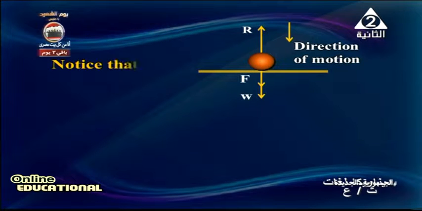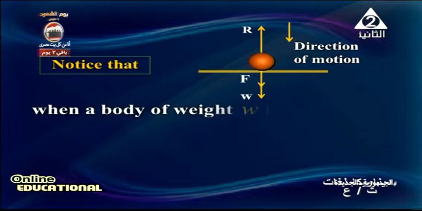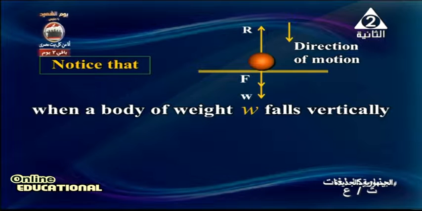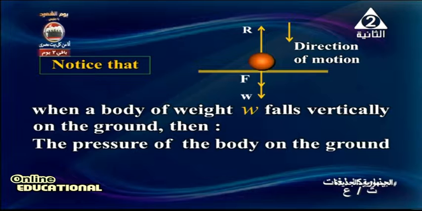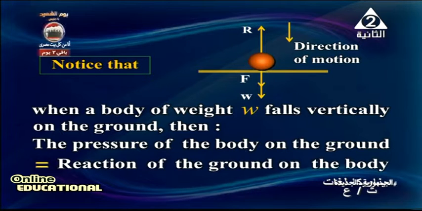Dear students, note that when a body of weight W falls vertically on the ground, then the pressure of the body on the ground equals the reaction of the ground on the body. Then the pressure of the body on the ground equals F + W, where F is the force of the action of the body on the ground and W is the weight of the body. Then R equals F + W.